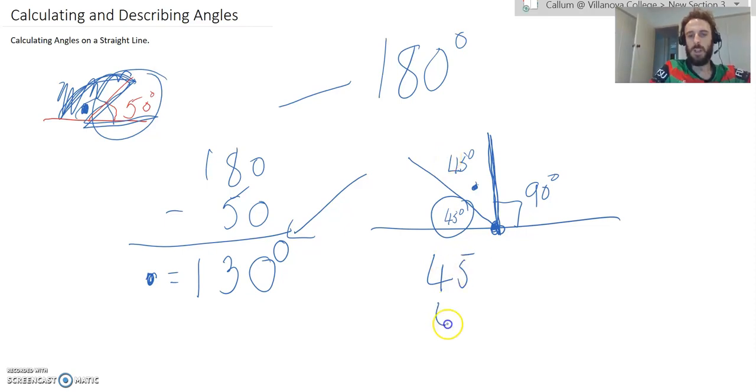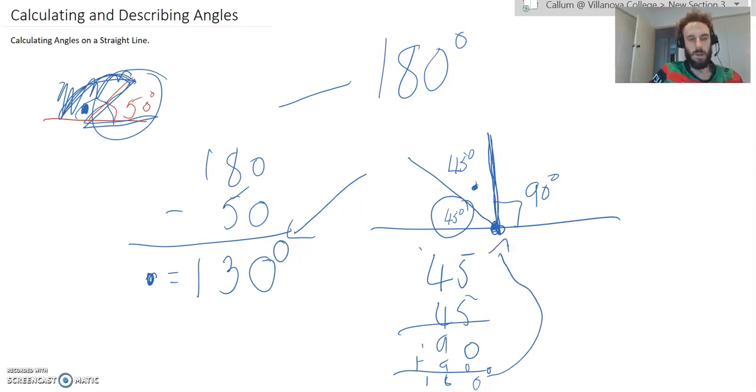If we really wanted to check if we're right, we could do 45 and 45 is 90, and 90 and 90 is 180 degrees. We know it's a straight line angle, and it should equal 180 degrees.